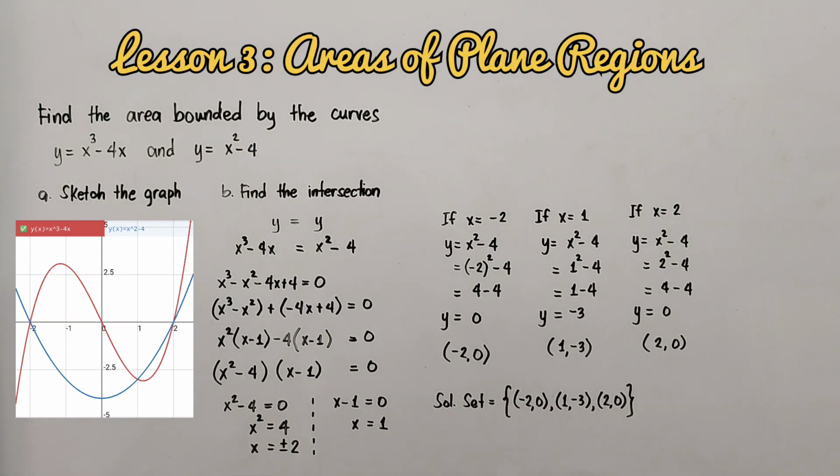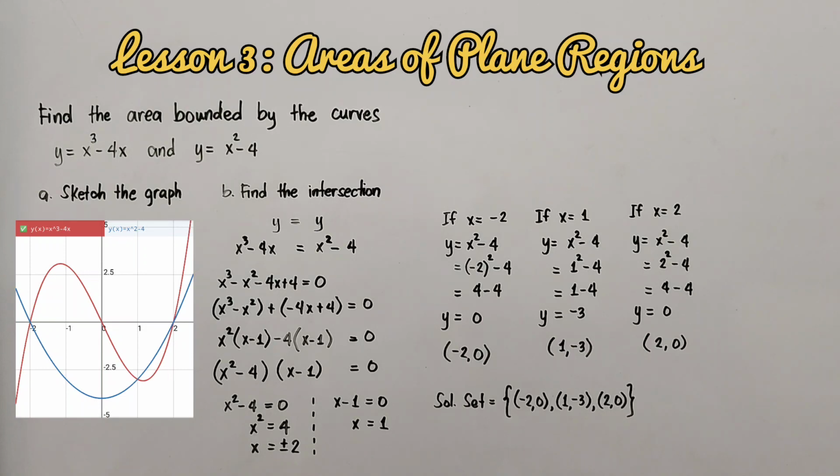Factoring the common factor for the first group, the common factor is x squared. x cubed divided by x squared is x, and negative x squared divided by x squared is negative 1. So we have x squared times x minus 1. For the second group, the factor is negative 4. Negative 4x divided by negative 4 is x, and positive 4 divided by negative 4 is negative 1. So the second factor is negative 4 times x minus 1.